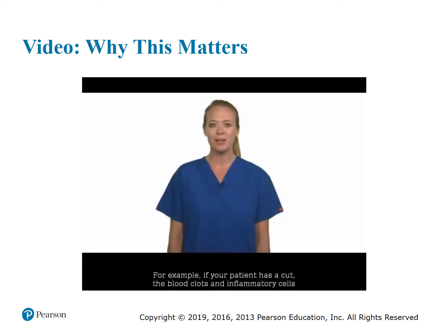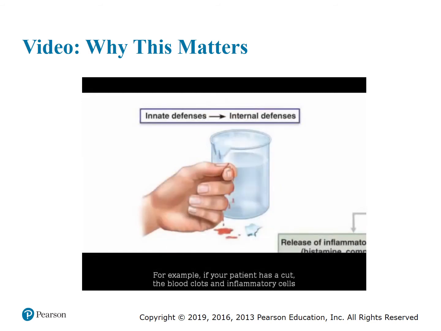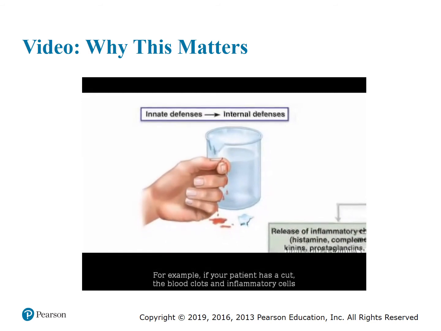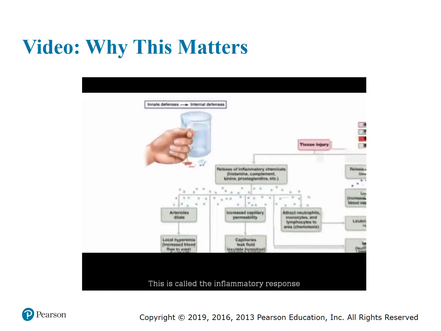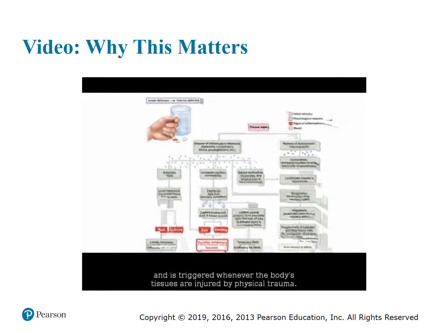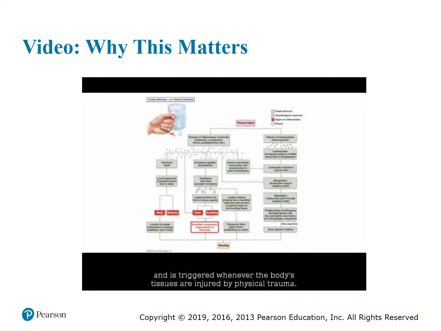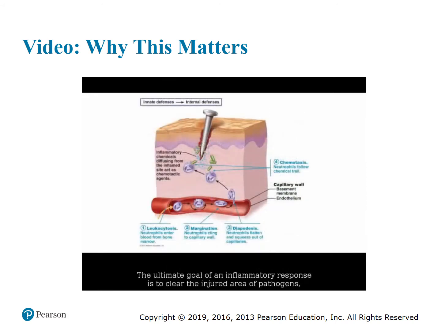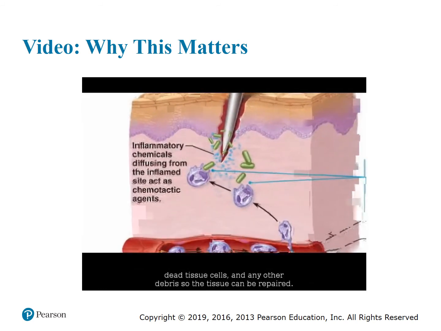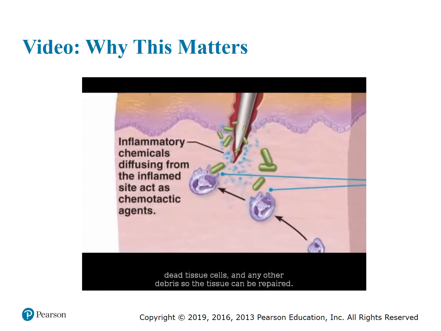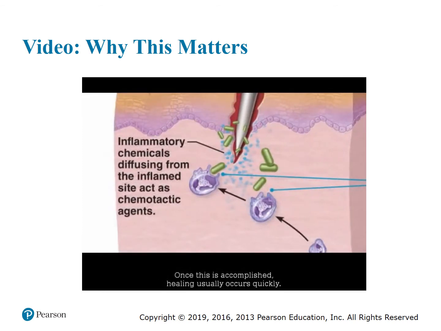For example, if your patient has a cut, the blood clots, and inflammatory cells and plasma proteins enter the area. This is called the inflammatory response and is triggered whenever the body's tissues are injured by physical trauma. The ultimate goal of an inflammatory response is to clear the injured area of pathogens, dead tissue cells, and any other debris so that tissue can be repaired. Once this is accomplished, healing usually occurs quickly.